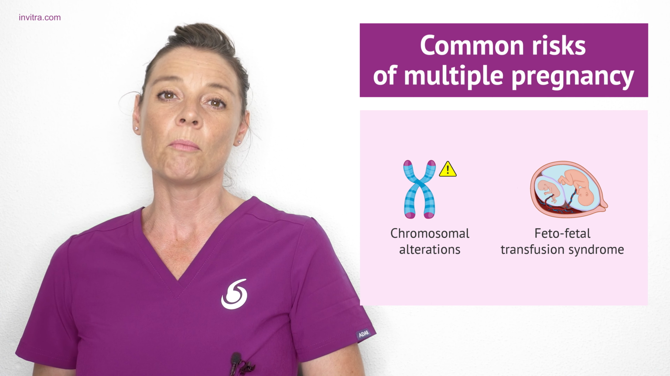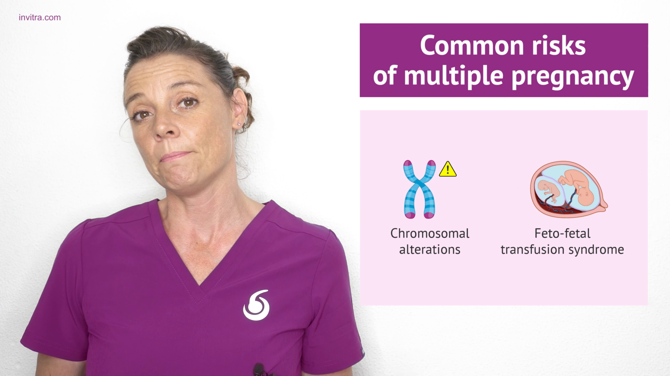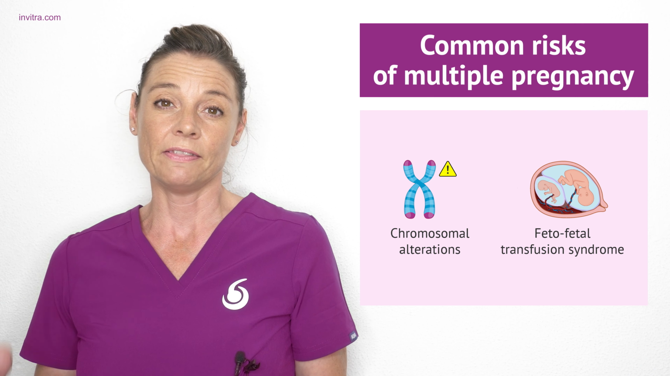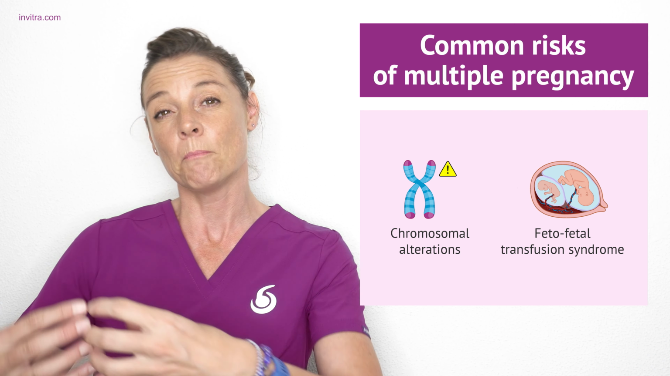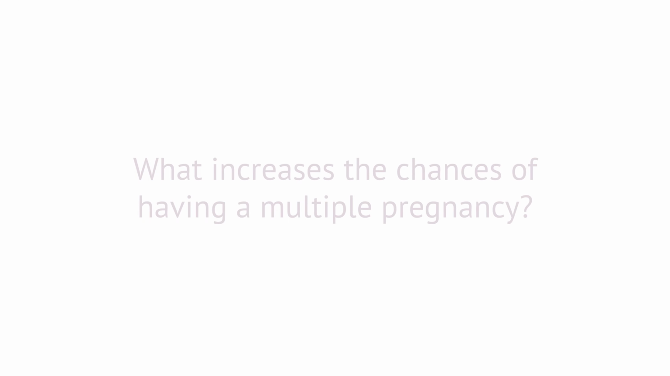In the case of monochorionic pregnancies, where they share a placenta, it may be that a syndrome called fetal-fetal transfusion syndrome occurs. And this is where one of the babies is actually getting more blood than the other one. But there is a solution for this.